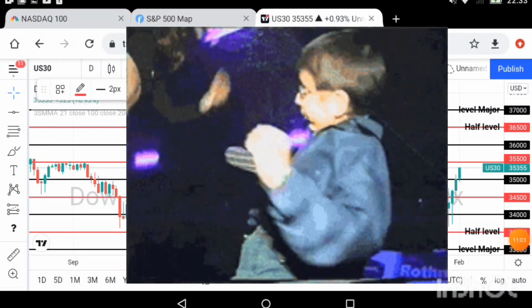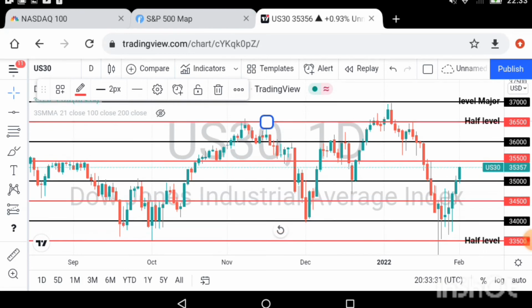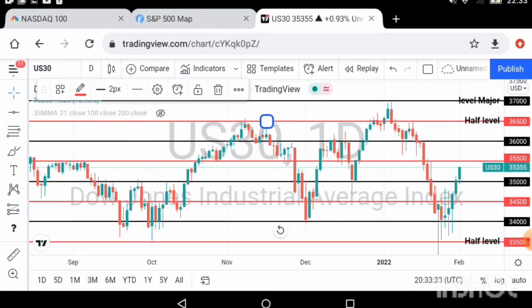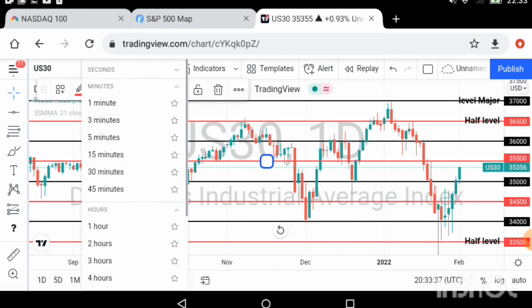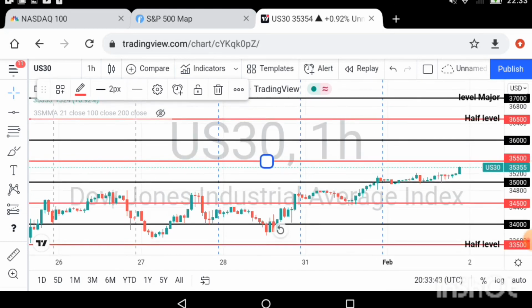Now we must mark in between. Now we must actually mark the quarter levels. The quarter levels are going to be in between these now. Okay, let's just go to a smaller time frame now. Let's make it a 1 hour time frame.